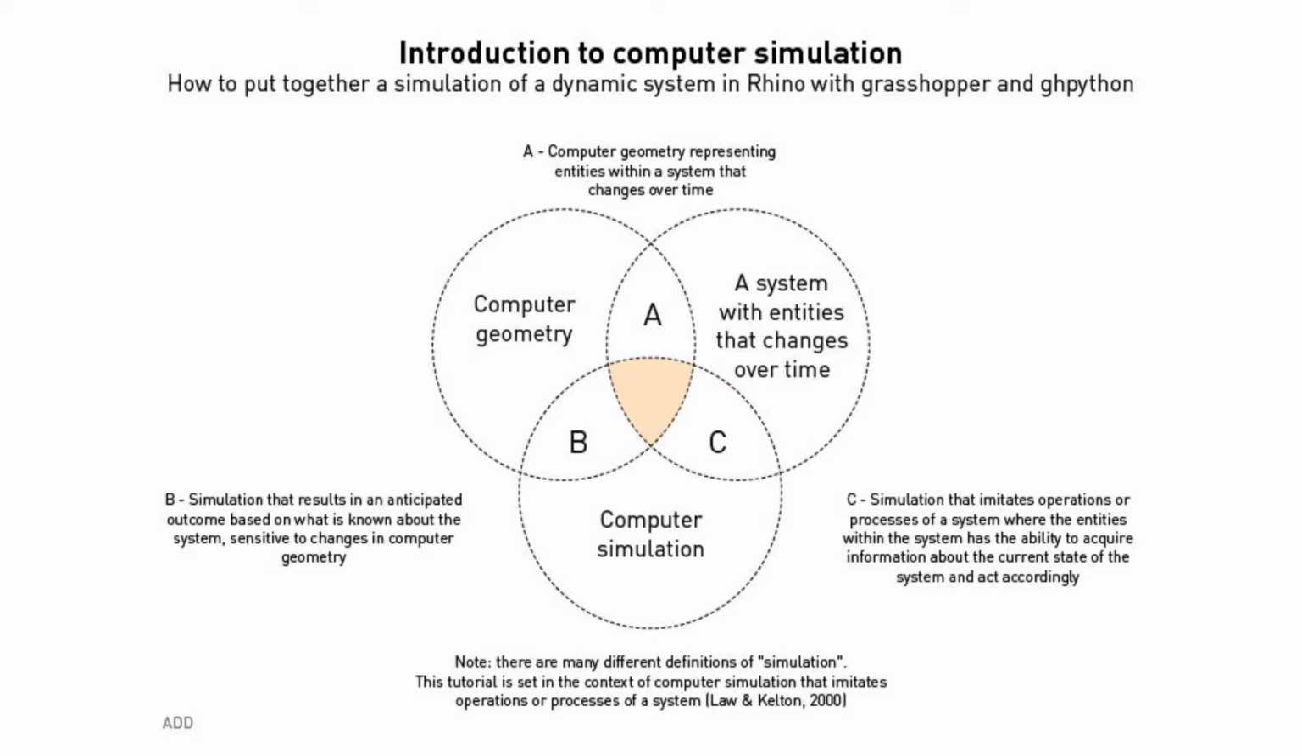There are many definitions of simulation. In this context, we will look at computer simulation in terms of a system with entities that changes over time, and the actions of the entities sensitive to changes in computer geometry.